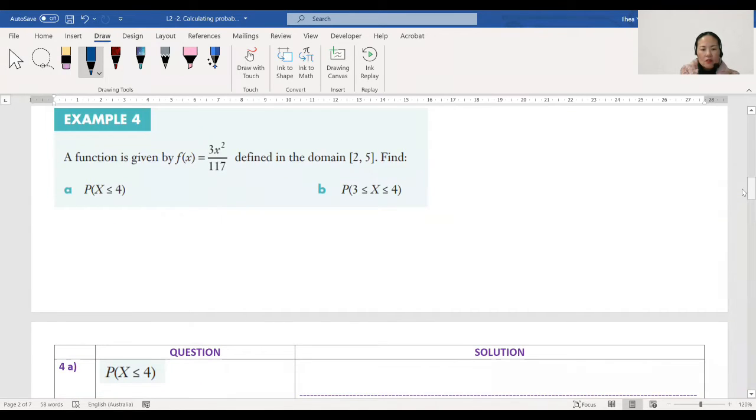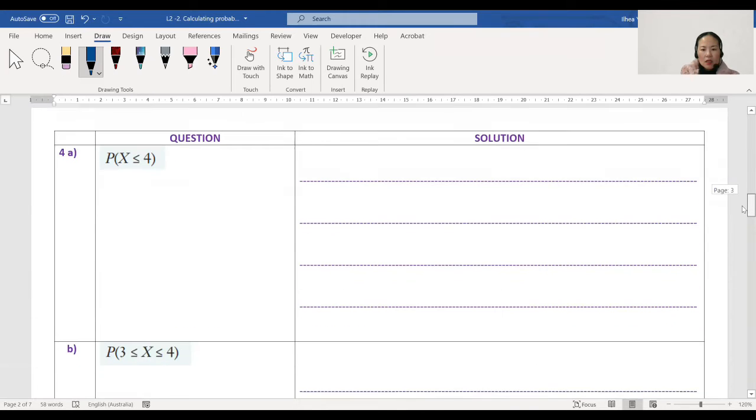Okay, example 4. A function is given by f of x equals 3x squared all over 117, defined in the domain 2 to 5, inclusive. Find the first one. Basically we have to find the area, so therefore we have to use integration here. We got the domain as 2 and 5 here. So what does that mean? It's 2 included, 3, 4, 5 included.